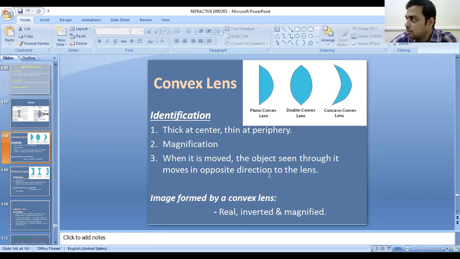So the convex lens is a plus lens, so plus power, and magnification is seen, and the movement is against. This is different from the retinoscope red reflex. Here we are observing the object through the convex lens, and we see the against movement. But in the case of the retinoscope, the reflex is with the movement. We correct it with the plus lens, that is the convex lens.